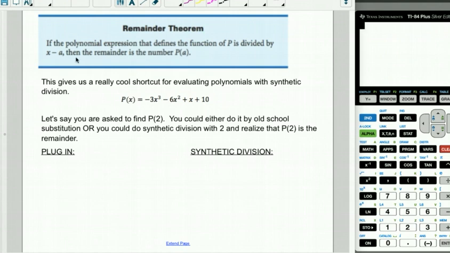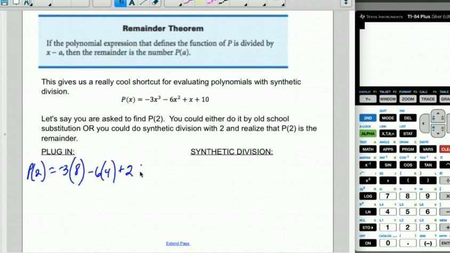So let's say we have this p of x that I put here, and I want you to find p of 2. There's actually two easy ways to do it. You could do it the old school way, right? P of 2 would just be what happens if you plug a 2 in for all the x's. So it's a negative 3 times 2 cubed, so that'll be an 8, right? Minus a 6 times 2 squared, so that'll be a 4, right? Plus an x, which is just 2, plus a 10, right?